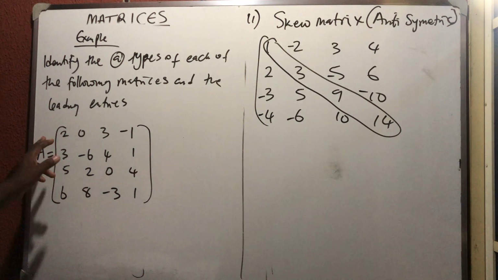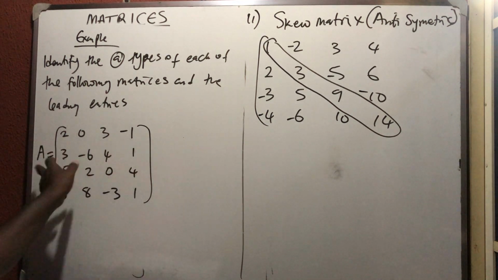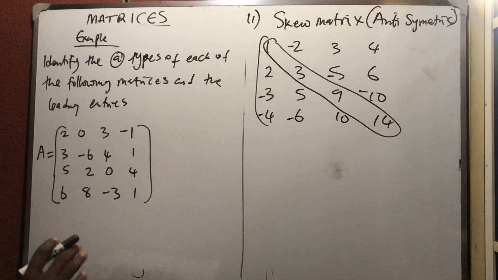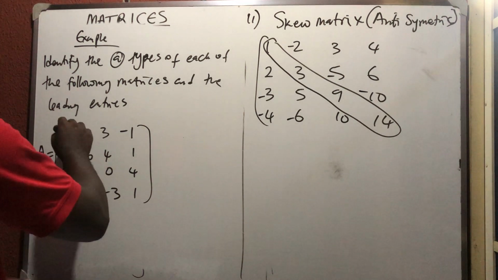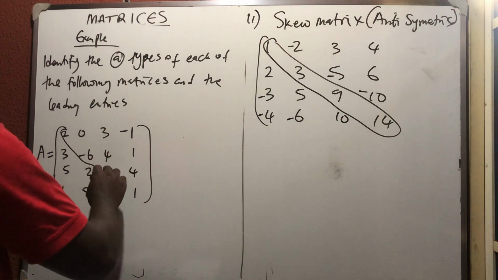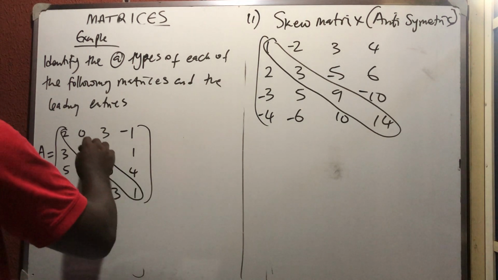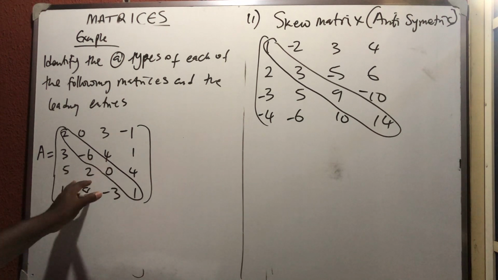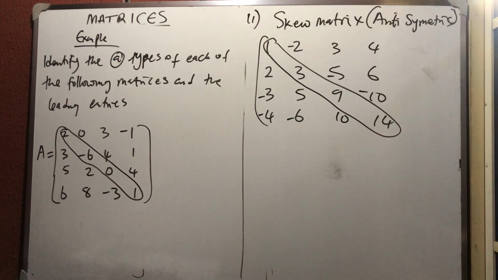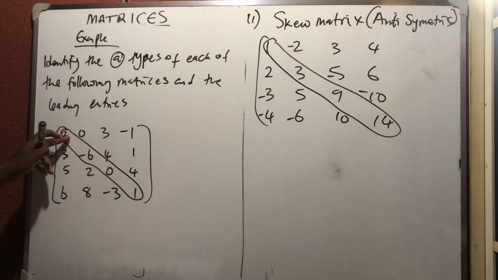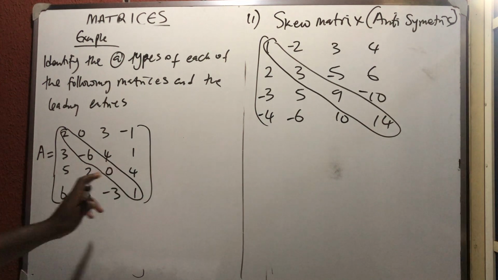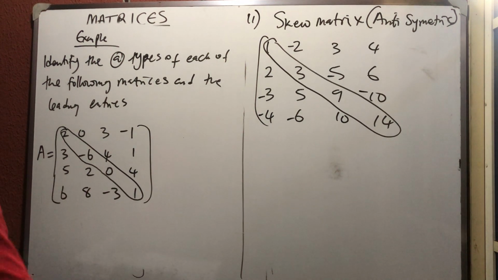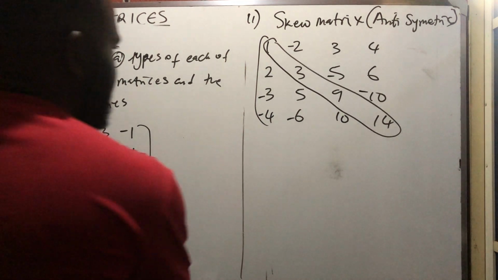Now if you look at this, it is a square matrix, because this is a 4 by 4 matrix. Now let us take the diagonal. This is the diagonal. Since it's already a square matrix, are we having the same thing here and here? No. So A is simply a square matrix. And then the leading entries are 2 for this side, 3 for this side, 5 and 6. These are the leading entries for A. So let's look at the next one, B.